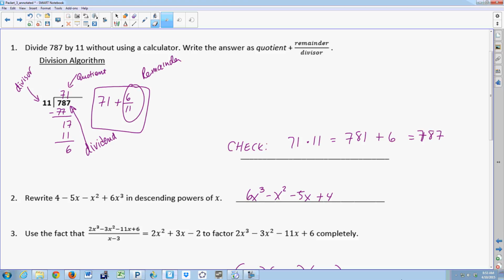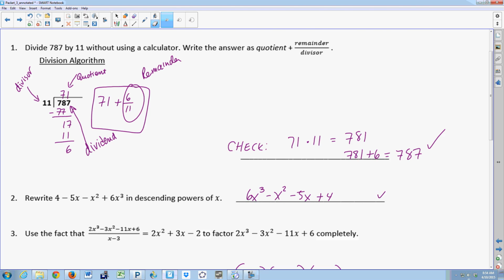Now, the nice thing about division is you can always check your division by saying your quotient times your divisor, 71 times 11, equals 787. And I did something that I can't believe I did. This is called a run-on equal sign. You can't write that. That's 781. Then you take 781 and you add 6 to it to get 787. Okay. So you know you did your division correctly and everything's kosher.